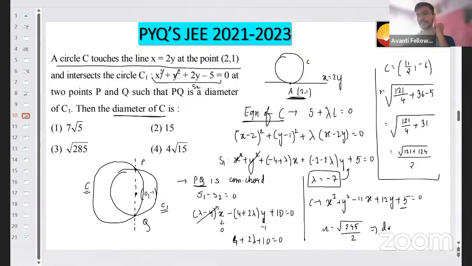That means diameter is root 245. Now we have to simplify it, right? So I think 245, if we multiply 49 into 5, yeah. So it is 7 root 5. 7 root 5 is my answer. It is option number first. I hope it is clear. So 7 root 5 is the answer. It is a very good question again. Let's move on to the next one.